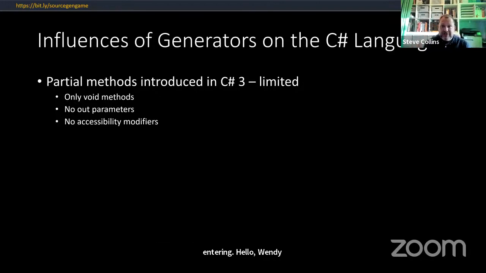However, when these were introduced, there were several restrictions placed on their use. The thinking behind this was that the language and compiler must still work as if an implementation was not provided. And therefore, you couldn't call it if it wasn't there, and it would be optimized out by the compiler. I've listed the limitations here: it's only void methods, you couldn't have out parameters, and there are no accessibility modifiers. Those are all things that would contribute to having an input or output with these methods.